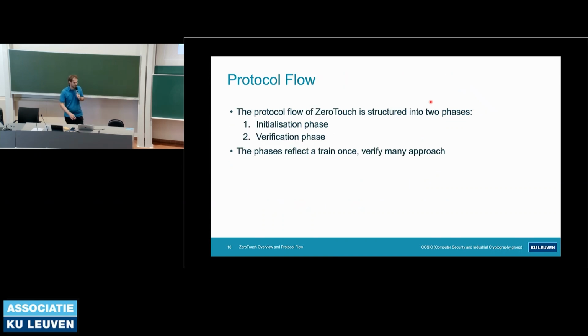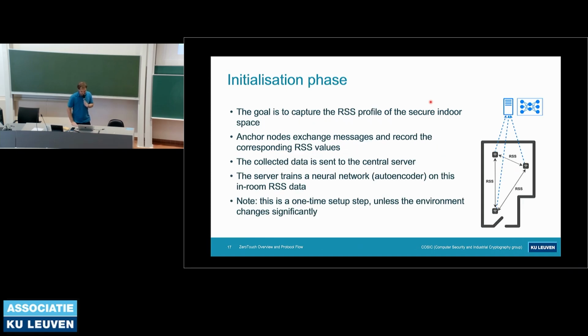Our protocol is divided in two main phases, the initialization phase and the verification phase. These reflect the train once, verify many approach, meaning the initialization phase should be done only once in a while, so not often, and you can easily verify if a new device is indeed inside or outside. So, the initialization phase. What is the core idea here?